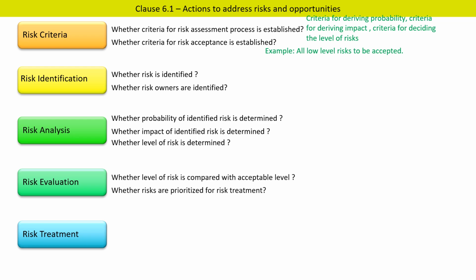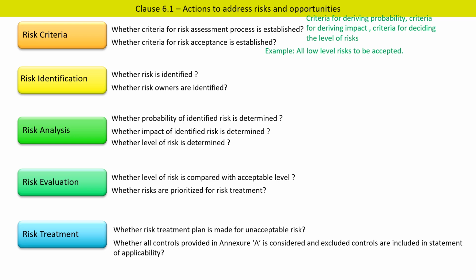In risk evaluation, the auditor needs to verify whether the organization compares all the identified risks with its acceptable risk level. Any risk above the acceptable risk level should be further treated to bring it down to the acceptable level. Further, risks should be prioritized for treatment, that is, high risk should be treated first.